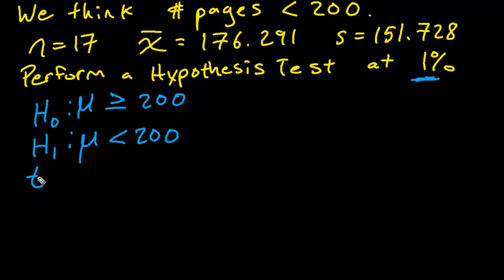Excuse me, that's not what we're going to do next. We're going to find our critical value. So for T, you have to ask, is it alpha or alpha divided by 2? Well, we're doing a left-tailed test. It's a one-tailed test, so it's just alpha. We're not going to divide that by 2. We know our alpha is 1%, and then we need our degrees of freedom, which are 16.